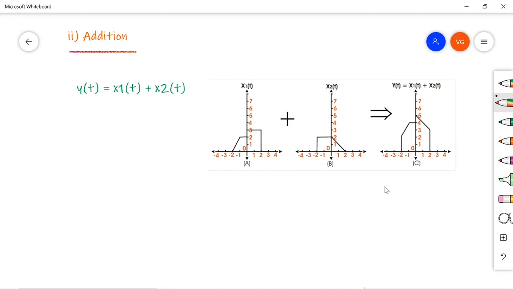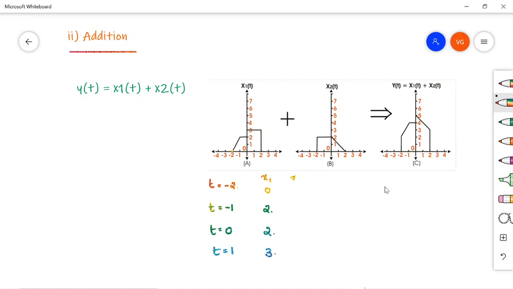From the first, x1 of t, at t is equal to -2, my amplitude of x1 is 0, right? At t is equal to -1, the amplitude of x1 is 2. Similarly, at t is equal to 0, the amplitude of x1 is 2. At t is equal to 1, the amplitude of x1 is 3.